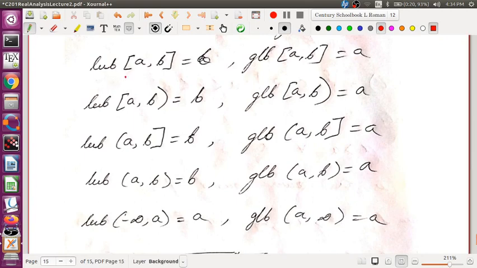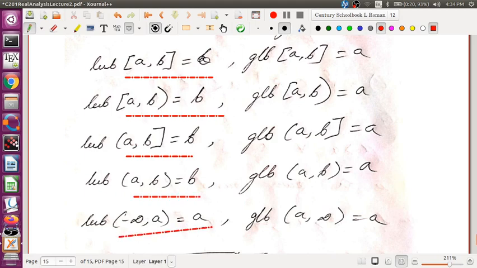So, least upper bound of closed interval [a, b] is also b. Of right half open interval [a, b), this is also b. Left half open interval (a, b], that is also b. Open interval (a, b), the least upper bound is b. Least upper bound of minus infinity to a is a.